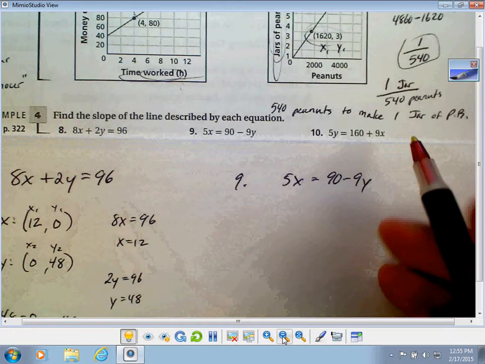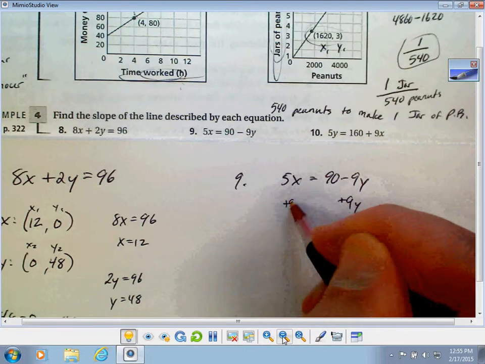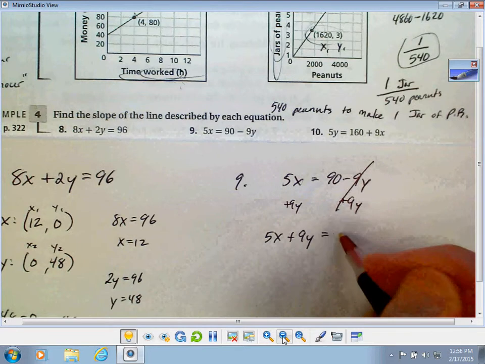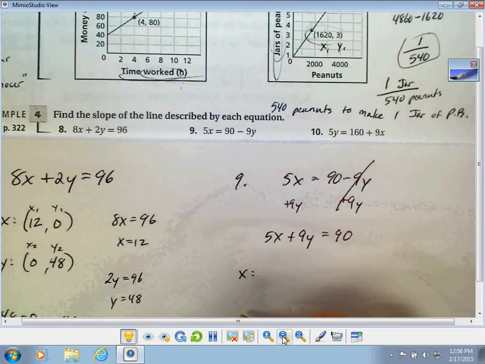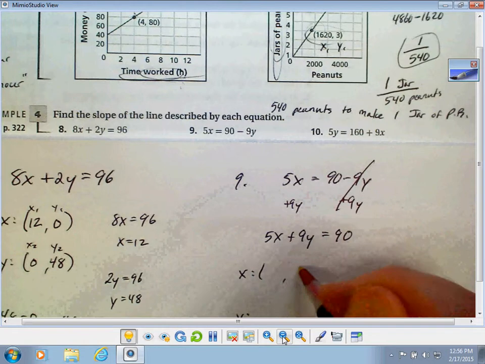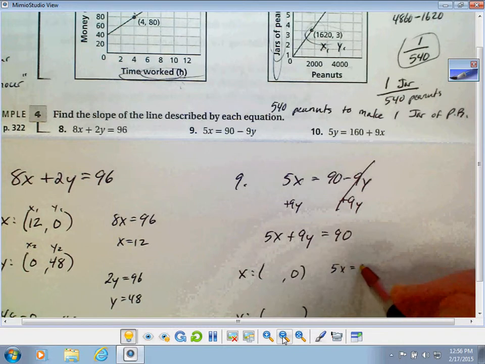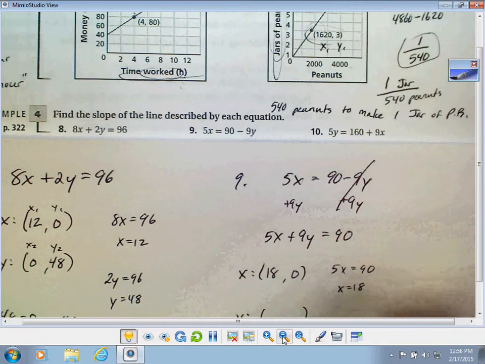It's probably a good idea and maybe easier to just do one step and say add 9y to both sides, so that this cancels and you have 5x plus 9y equals 90. Then you can solve it the same way we did the other one, because it's the same exact format. So for the x-intercept, y would be 0, and we'll be solving 5x equals 90, which means x is 18. And for the y-intercept, x will be 0, which means we're solving 9y equals 90, so y equals 10.